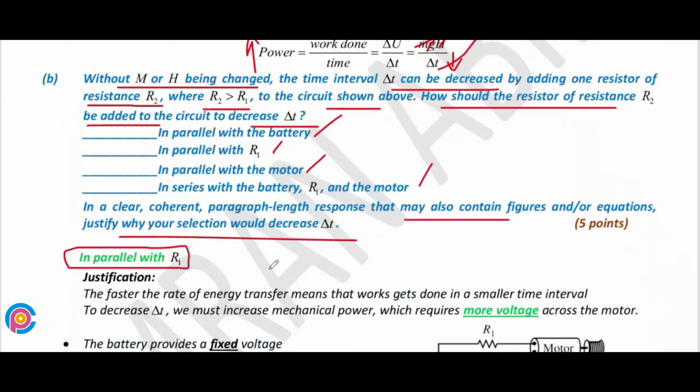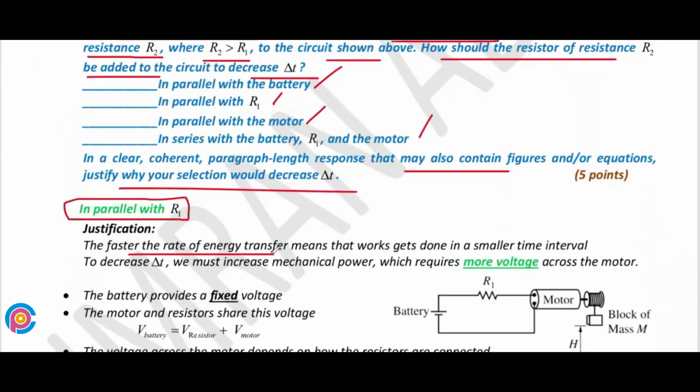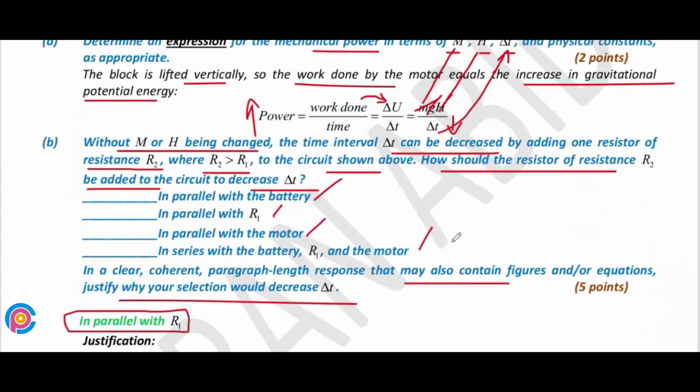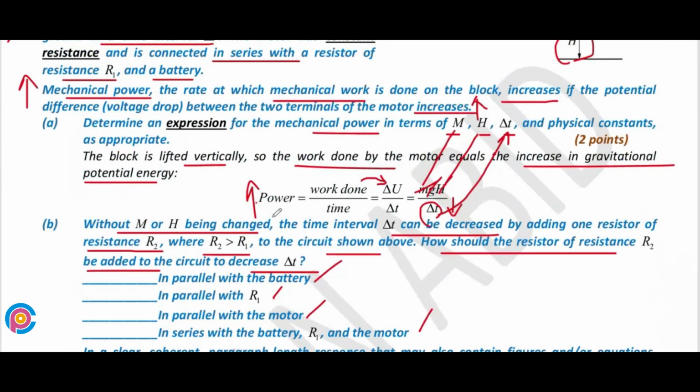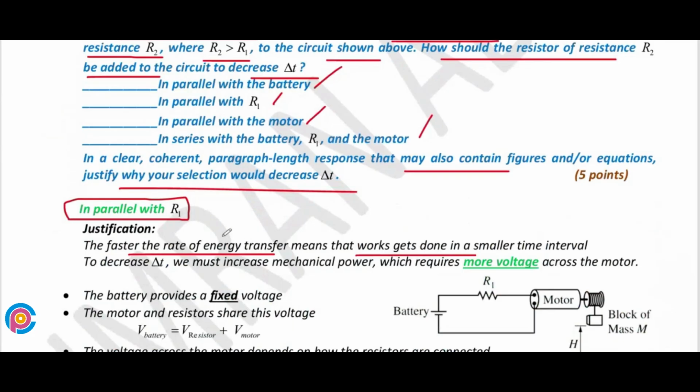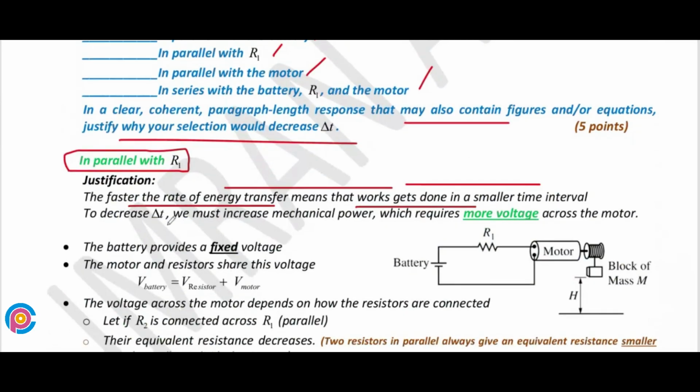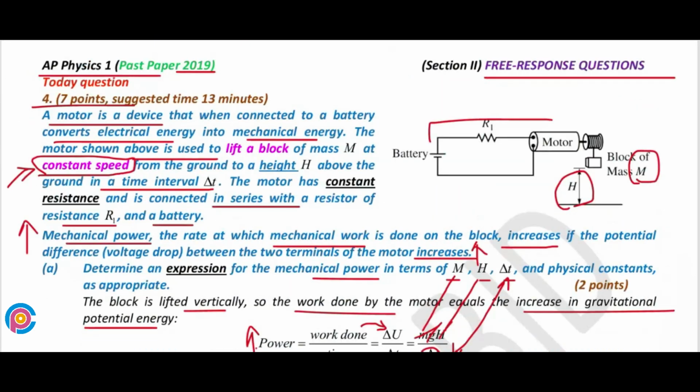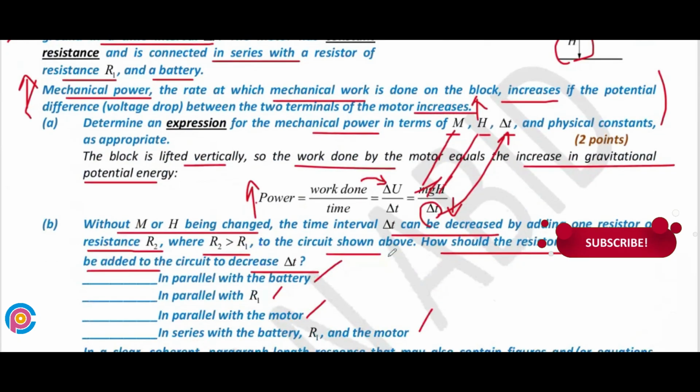So why is this the answer? We have the justification. A faster rate of energy transfer means work is done in a smaller interval of time. As we say here, delta t is smaller, power is greater. Greater power means more work done in a smaller interval of time. Now, to decrease delta t, we must increase the power. To increase the power, more voltage is required across the motor. This information is provided here: if we want to increase the power, we have to increase the potential difference across the motor.